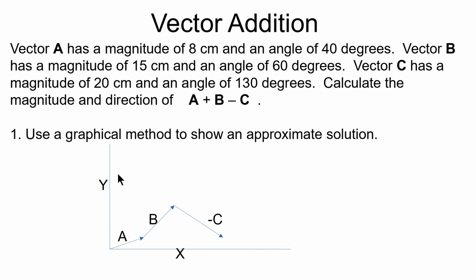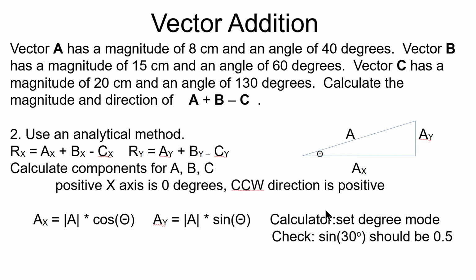Minus means you reverse the direction. So minus C, a vector that's 20 centimeters long, would lie here, actually 50 degrees below this new x-axis up here. So what we expect is a vector A plus B minus C. We expect a vector that doesn't have a very big angle. It's lying fairly close to the x-axis, and it's longer than any of these three separate vectors. So let's see what the analytical solution gives us.